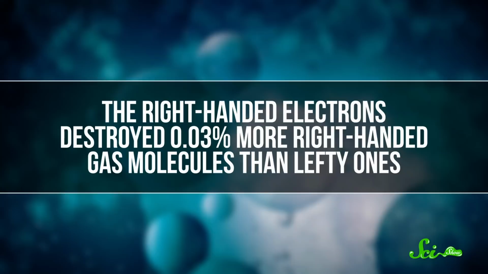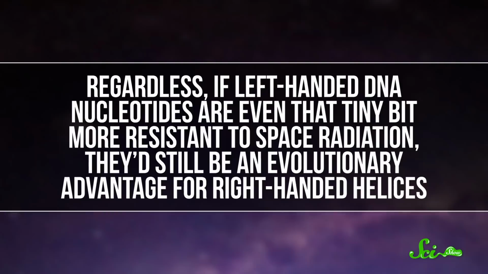That's a tiny number, but researchers believe it's possible that over billions of years, that minuscule percentage could add up, or that this reaction could be amplified somehow through other means. Regardless, if left-handed DNA nucleotides are even that tiny bit more resistant to space radiation, they'd still be an evolutionary advantage for right-handed helices. Of course, this experiment only demonstrates the general chemical idea that electrons might interact differently with different-handed molecules. It didn't actually show anything to do with DNA directly. But it is a first step toward understanding why our cells have such an ingrained bias against southpaw DNA.